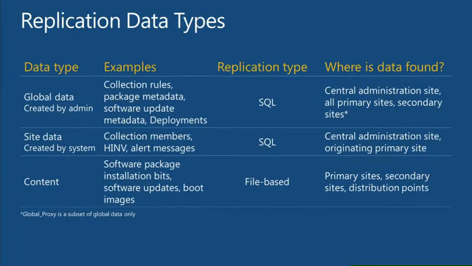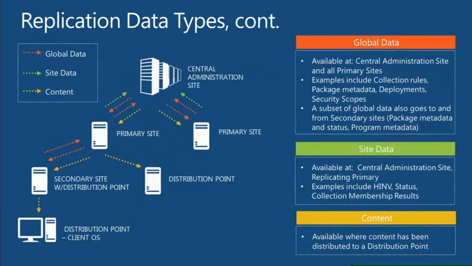So let's dig more into the SQL-based replication for you. This is showing you, you've got to look at the color coding here to really figure out what's going on. So the global data is the orangish or reddish color arrows, and that's the data that replicates everywhere. So you have 2 primary sites and a central administration site, and you see those red or orange arrows going both directions. If I'm at the primary site on the left-hand side, I create a collection that replicates up to the CAS and then down to my other primary site. If I'm at the primary site on the right-hand side, I create a package or an application that replicates up to the CAS and then down to my other primary site. Global data, it goes everywhere.